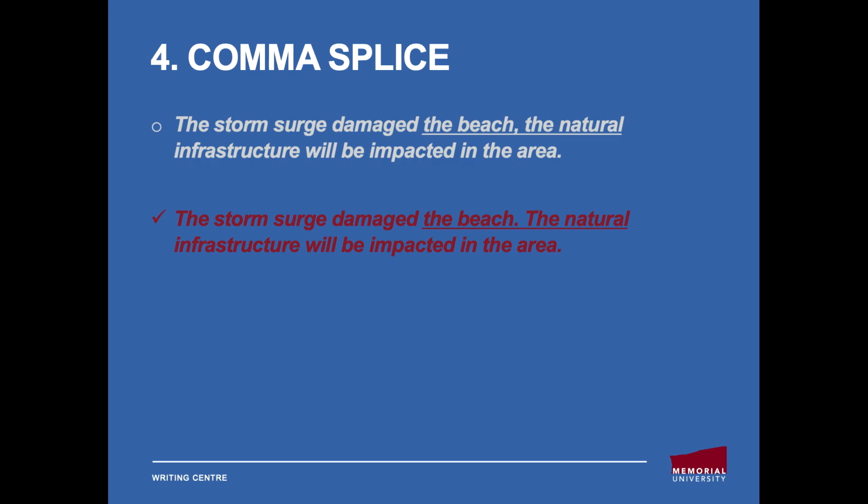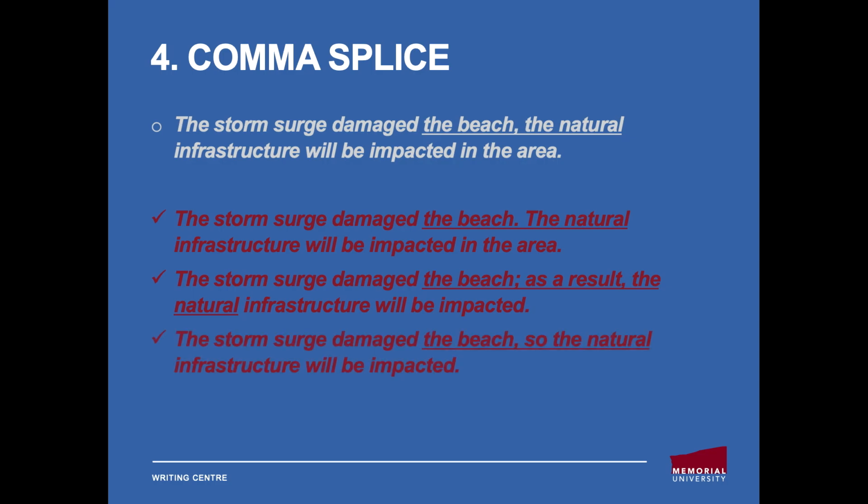But too many simple sentences are not ideal in academic writing. If you can see a relationship between the two clauses, add a transition signal with a semicolon and a comma. Or maybe you add a coordinator to show the relationship, creating a compound sentence, such as the second example. The storm surge damaged the beach; as a result, the natural infrastructure will be impacted. The storm surge damaged the beach, so the natural infrastructure will be impacted.